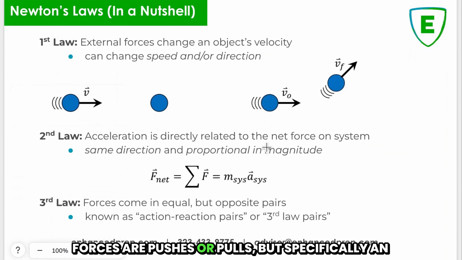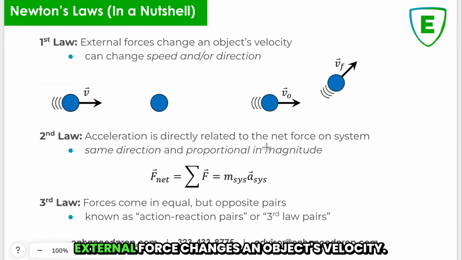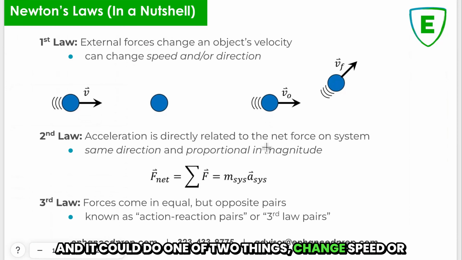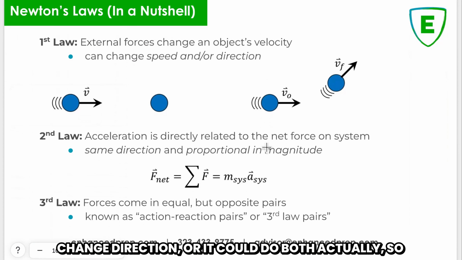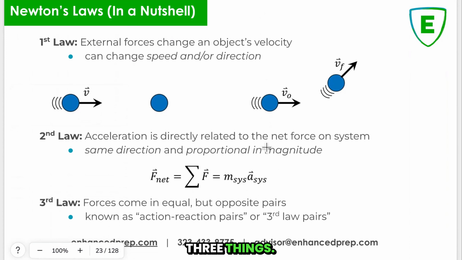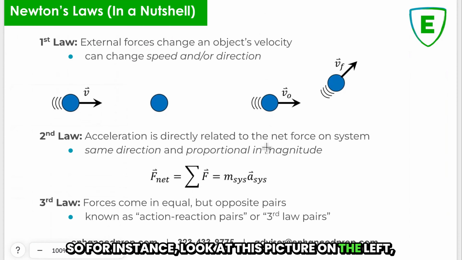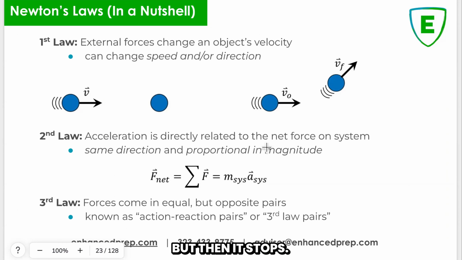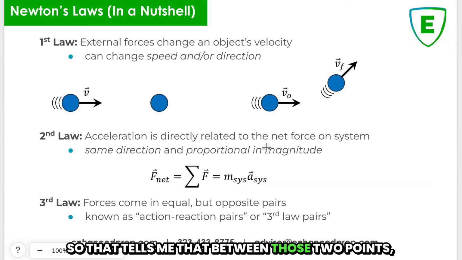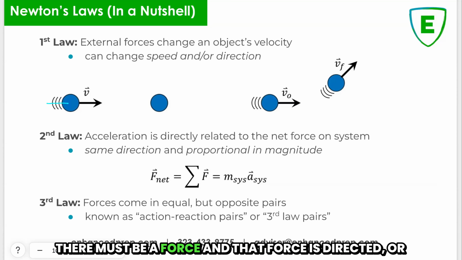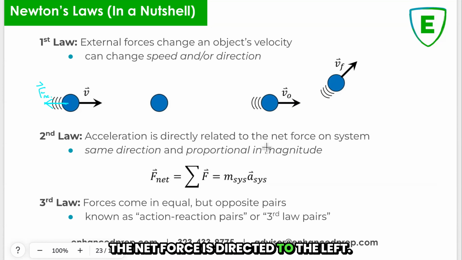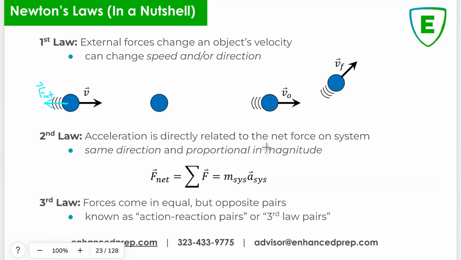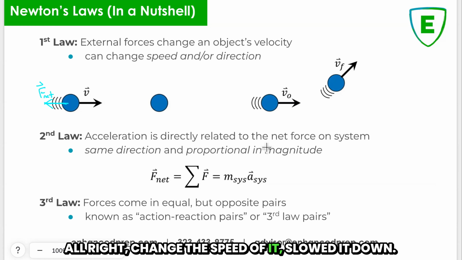Forces are pushes or pulls, but specifically an external force changes an object's velocity. And it could do one of two things: change speed or change direction. Or it could do both, actually. So, three things. So, for instance, look at this picture on the left, moving to the right now with some velocity, but then it stops. So, that tells me that between those 2 points, there must be a force, and the net force is directed to the left. All right, change the speed of it, slowed it down.